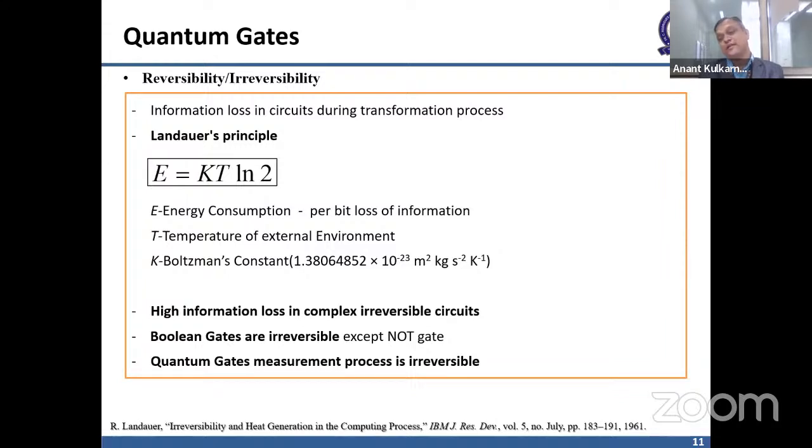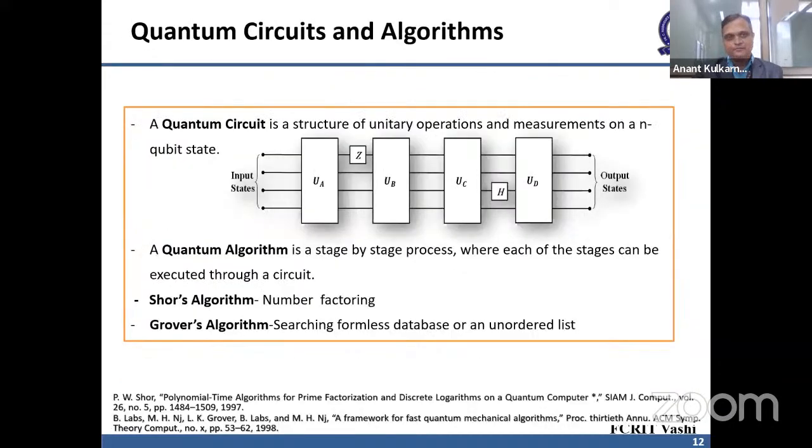And one more important thing as far as quantum computing is concerned: quantum computing does not lose information until it is measured. Why the quantum measurement process is irreversible needs some expertise to explain. Quantum gate measurement process is irreversible. The moment you measure the quantum state, it loses the entire information and converts the quantum information into classical information. So these are some of the aspects of reversibility and irreversibility.